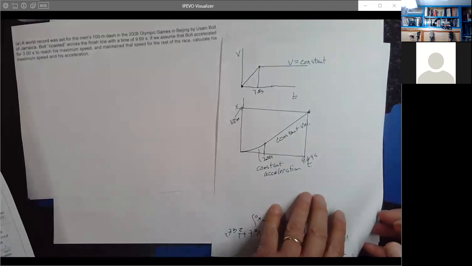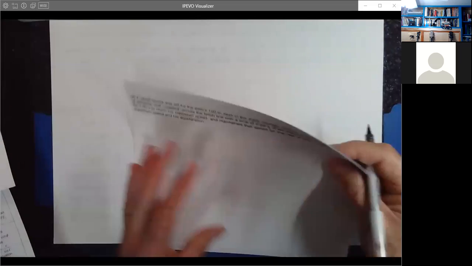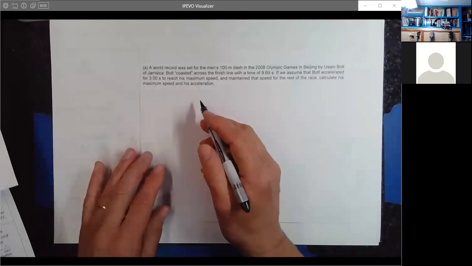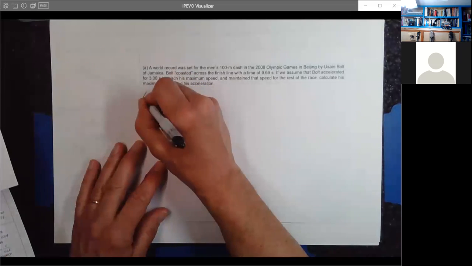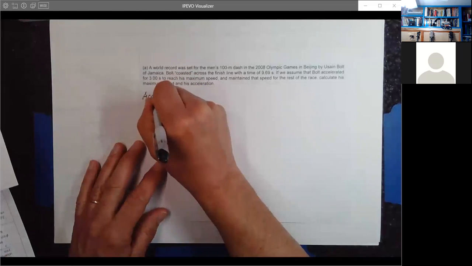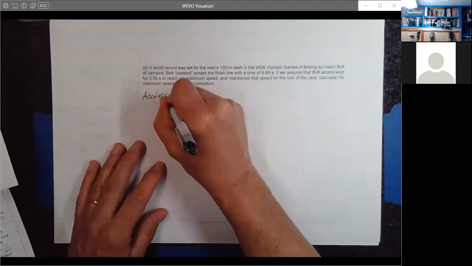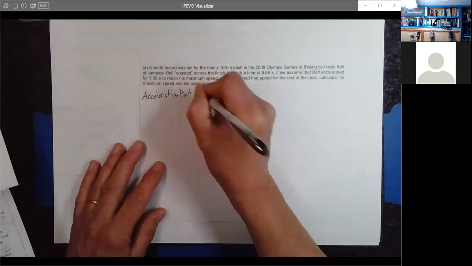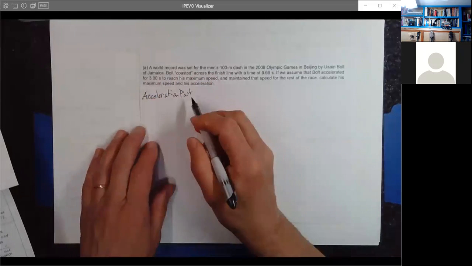And so, whoa, this looks pretty darn complicated. Trying to figure this out. Well, let's see what we can do. And let's consider the acceleration part and see what we can do with this.